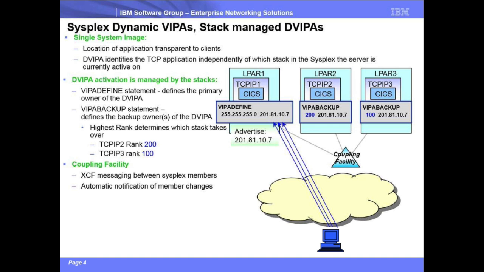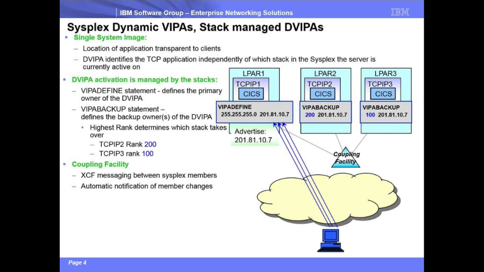Okay, so the Sysplex does everything with dynamic VIPAs. There are 2 types of dynamic VIPAs. The first type are stack-managed DVIPAs. So with the stack-managed DVIPA, the activation and control of the DVIPA is managed by the stack, as the title indicates. The location of a DVIPA is transparent to the clients. The DVIPA identifies the TCP/IP application independently of the stack where the DVIPA is actually active.